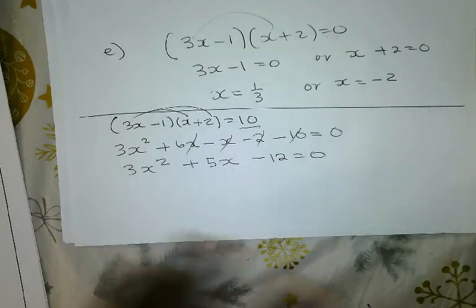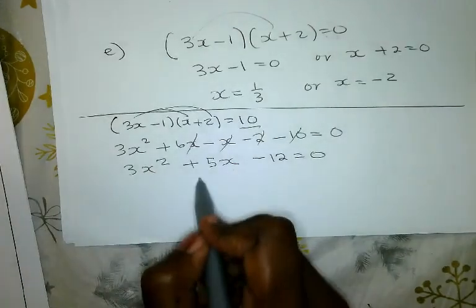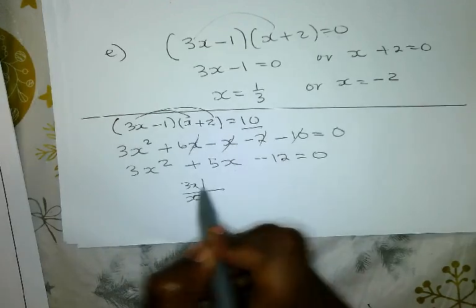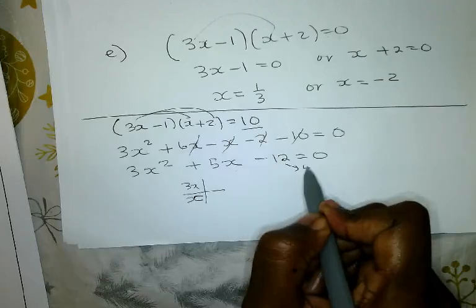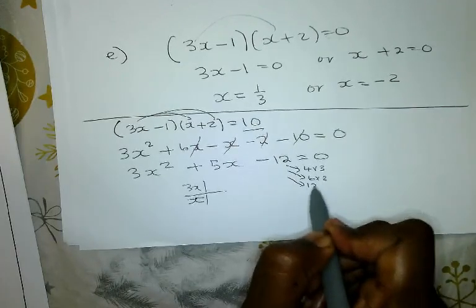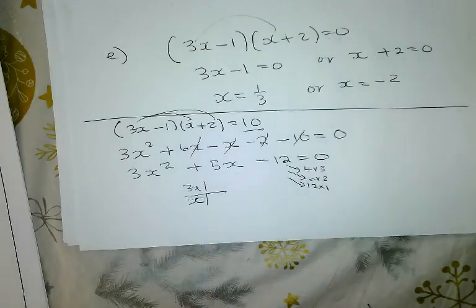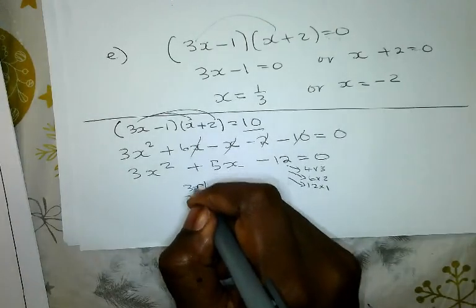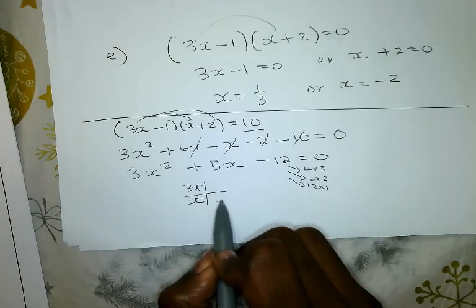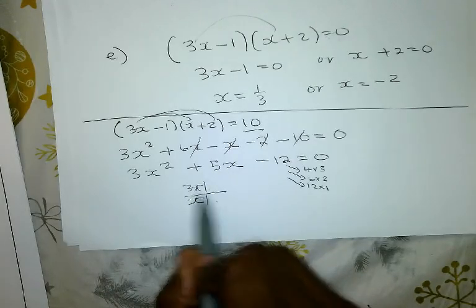Factorize says 3x and x. I'm going to look for the factors of 12. It's 4 times 3, 6 times 2, and 12 times 1. I'm going to choose the ones that would give me a 5 if I were to put it here. So if I were to put a 4 and a 2 here, 6 and that, this wouldn't work.